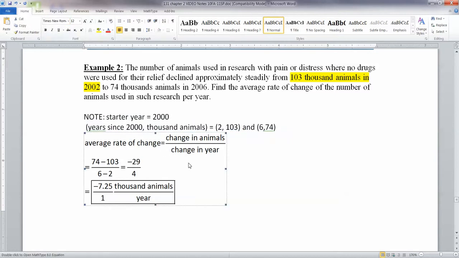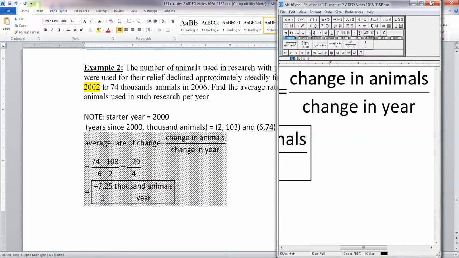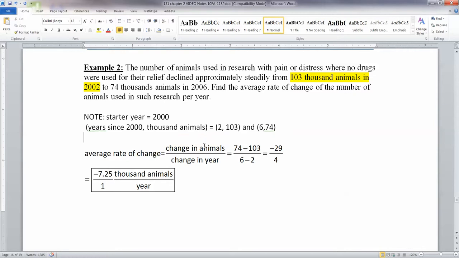Let's see if that makes sense. You made some points out of the data. Then you found the average rate of change, which is the change in Y, which was animals, over the change in year. So you subtracted the two Y values over the years. And then we made a unit ratio out of it. Not because it was required, but honestly, that's what you're going to do most of the time. And you're going to say, okay, every year we're using 7.25 thousand less animals per year for that kind of research.